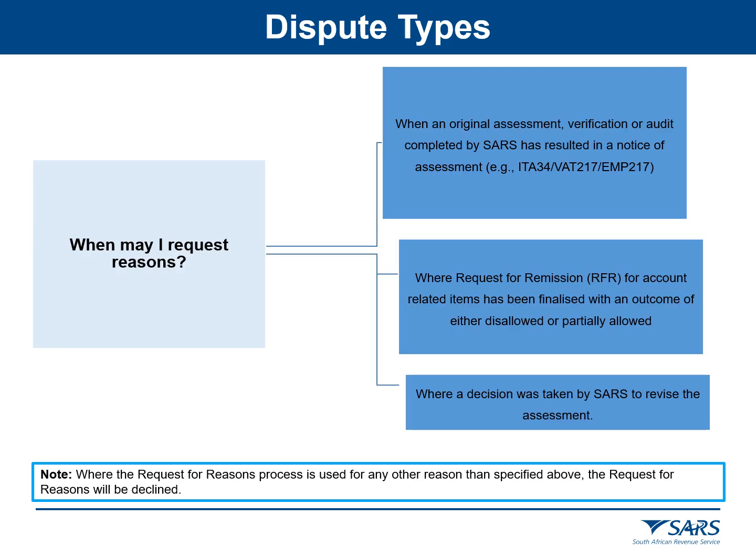When may I request reasons? When an original assessment, verification, or audit completed by SARS has resulted in a notice of assessment, which is your ITA34, your VAT217, or your EMP217. Also where a request for remission, the RFR, for an account-related item has been finalized with an outcome of either allowed or partially allowed, where a decision was taken by SARS to revise an assessment. Please note, where the request for reasons process is used for any other reason than specified above, the request for reasons will be declined.